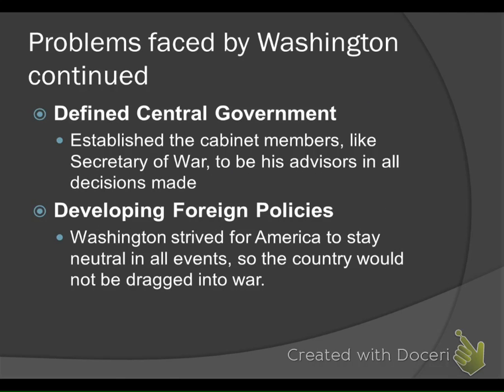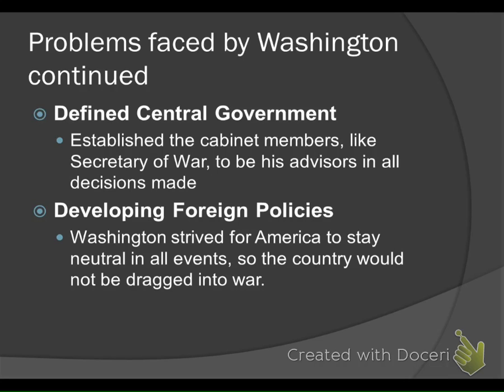Another problem he faced was defining the central government. He established a cabinet in order to be his advisors. These people helped give him advice on different situations that came up. They were each experts in their own area. We had cabinet members such as Secretary of War, Secretary of State, and others to help us define our national government.